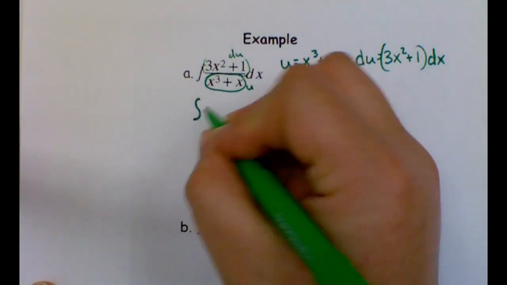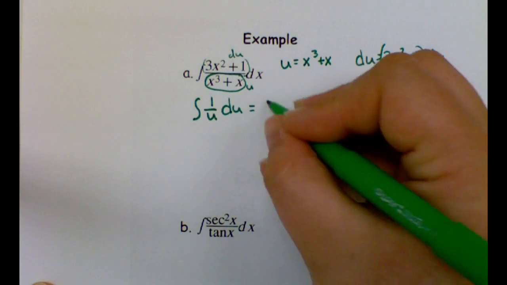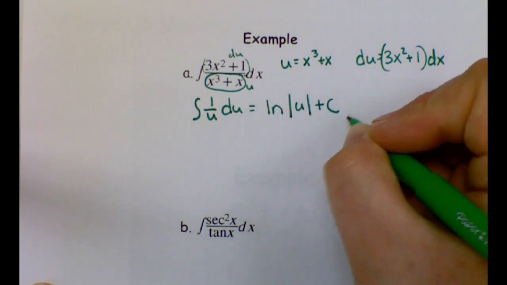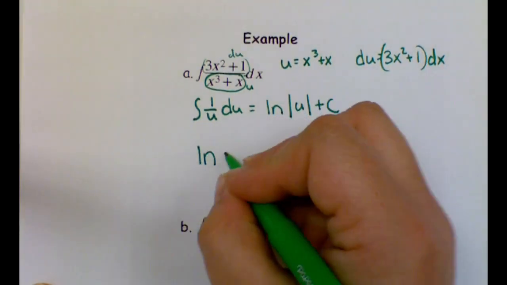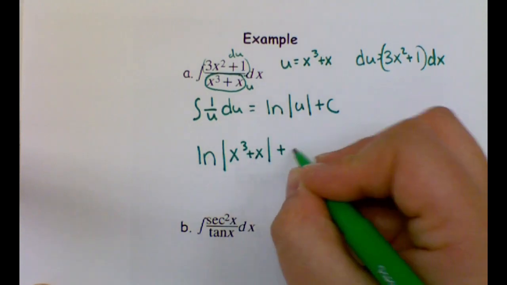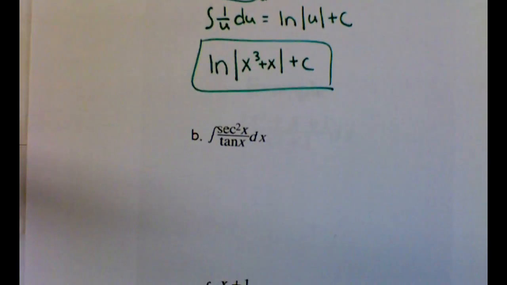So we have the antiderivative of 1 over u du, which is natural log of the absolute value of u plus c. And replace u again with x cubed plus x plus c. Don't forget those absolute value symbols. They are not correct without it.